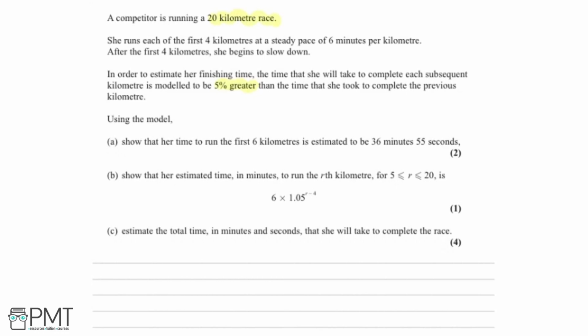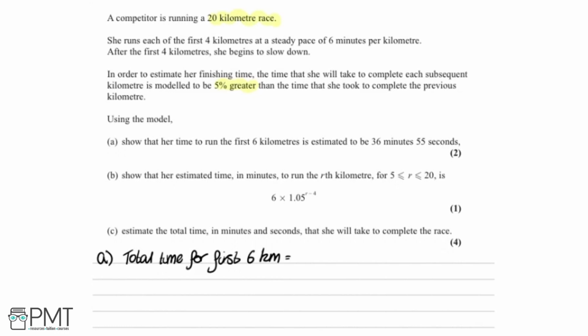So using this model, part A says we need to show that her time to run the first 6 kilometres is estimated to be 36 minutes and 55 seconds, and this is for 2 marks. So to work out the total time for the first 6 kilometres, we need to have a look back in the question at some of the detail.